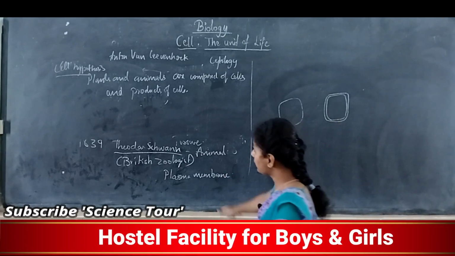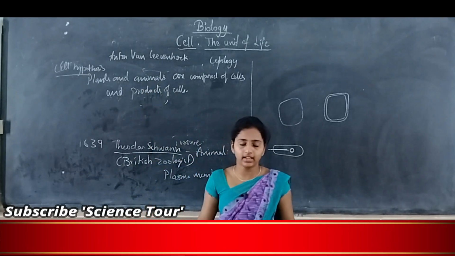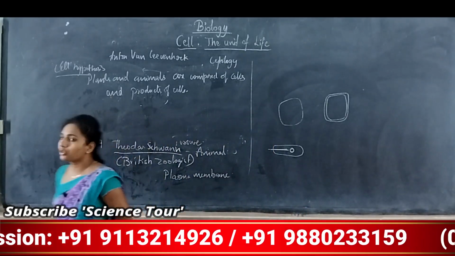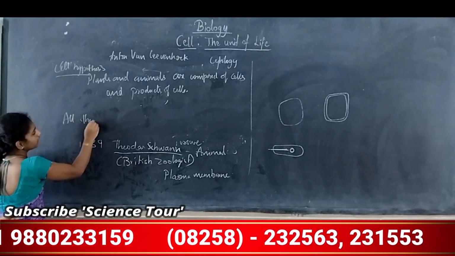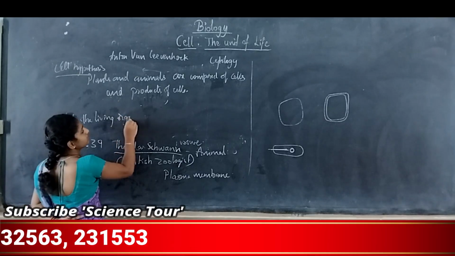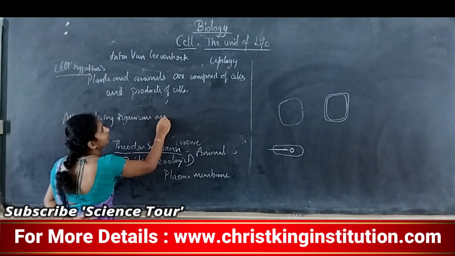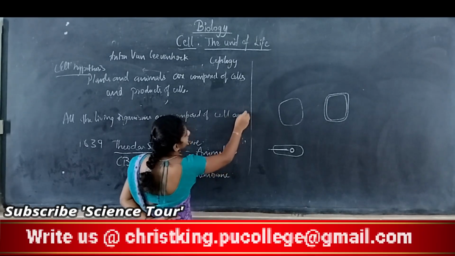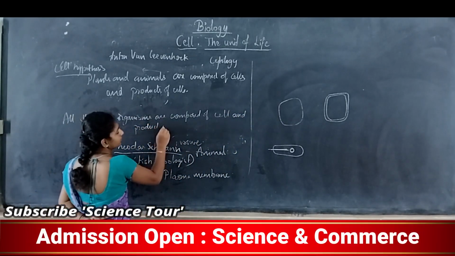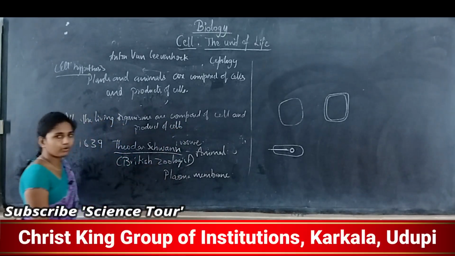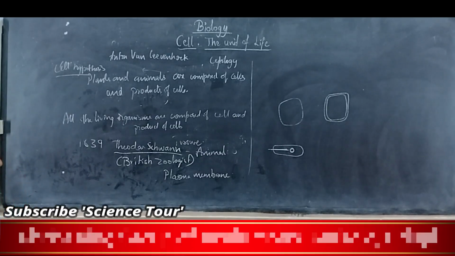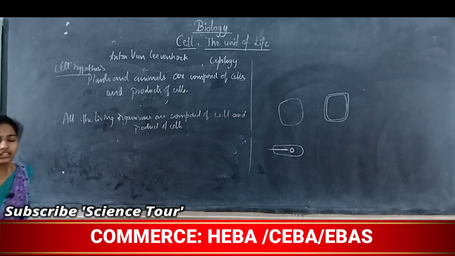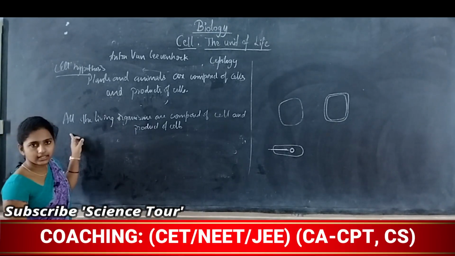Here, it said all plants and animals, the animal cell. Here Schleiden and Schwann gave a cell theory. In their cell theory they concluded that all the living organisms are composed of cells and they are products of cells. This is the cell theory formulated by Theodore Schwann and Matthias Schleiden.